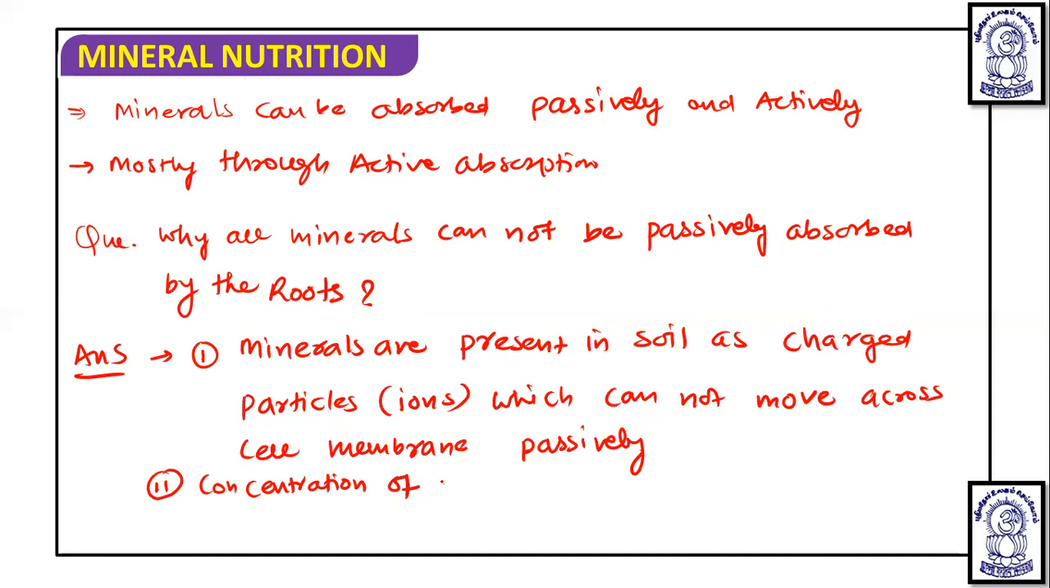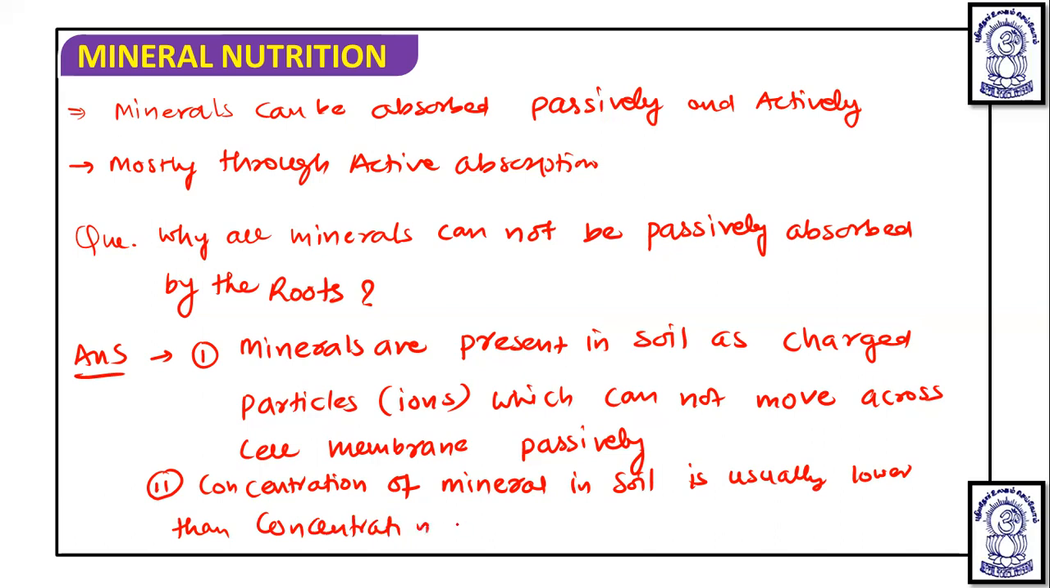And second, the concentration of minerals in soil is usually lower than the concentration of minerals in the root. Therefore, most minerals must enter the root by active absorption into the cytoplasm of the epidermal cell. Although some ions also move into the epidermal cells passively, the majority are absorbed actively.